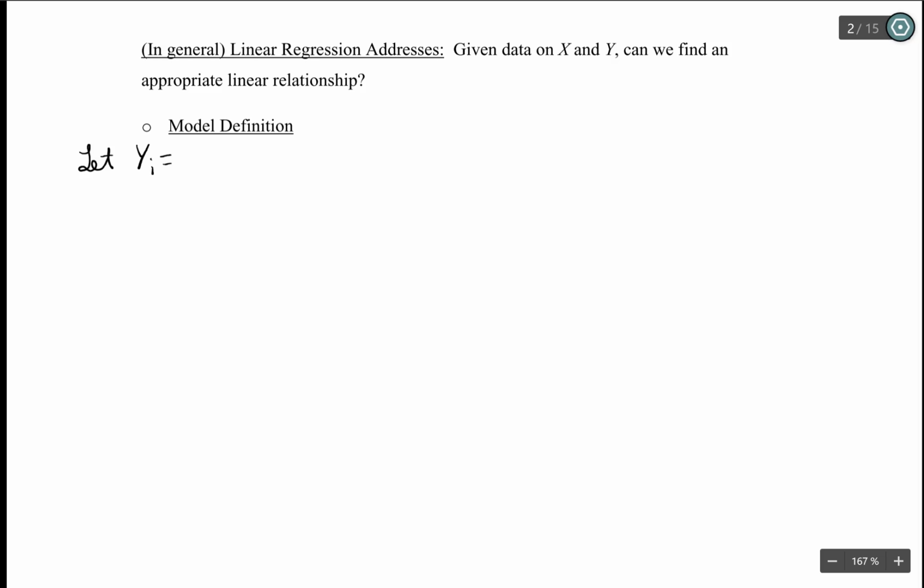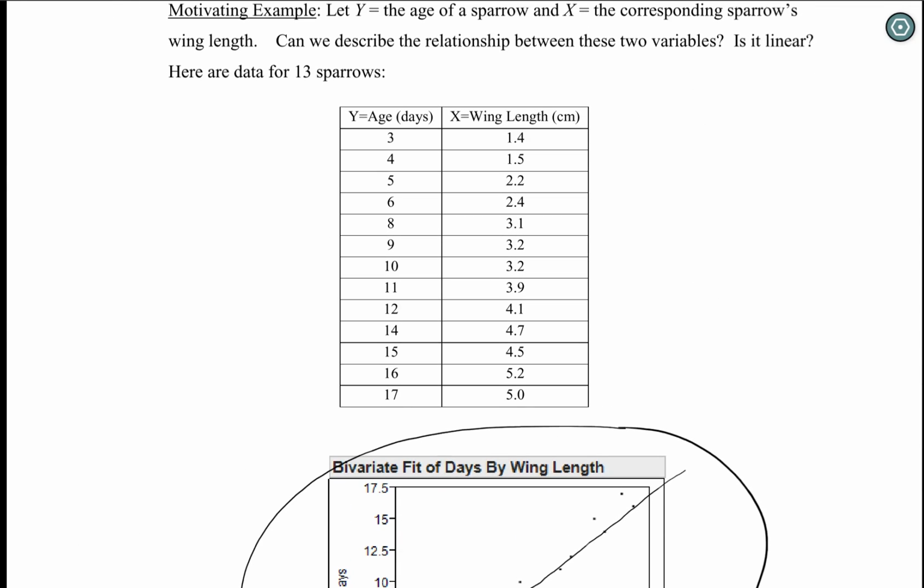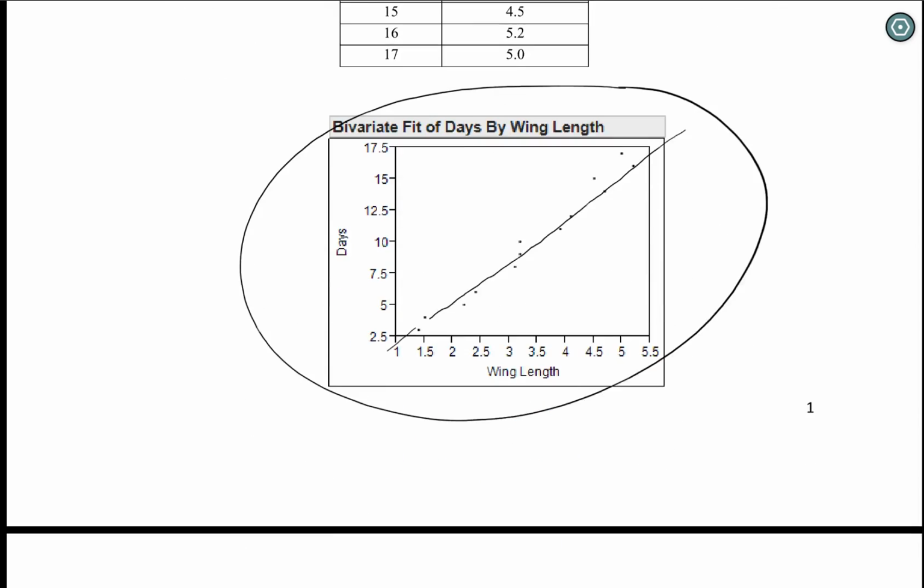Now, Y sub I is defined to be the response of the ith subject. Sometimes it's called the dependent variable. So if you look at our sparrow example, the response, the way we have it modeled, is the age of the sparrow.